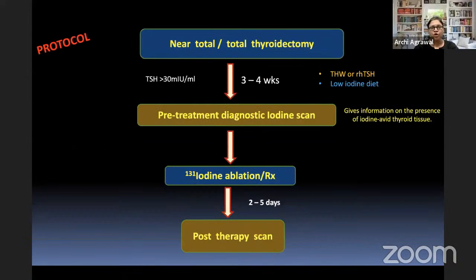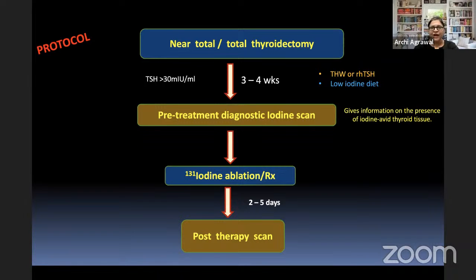So what is the protocol that we use? Whenever the patient has undergone a near total or a total thyroidectomy, if you are doing the preparation of the patient with thyroid hormone withdrawal, then we wait for 3 to 4 weeks because we want the endogenous TSH to rise to more than 30 micro international units per ml. But if we are considering recombinant TSH, within 1 week to 10 days you can opt for radioactive iodine treatment. You just want to wait for 7 to 10 days for the initial inflammation that has occurred after the surgery and the scar to heal a bit, and then you can treat with radioactive iodine.